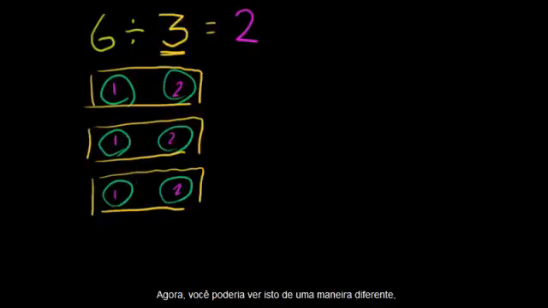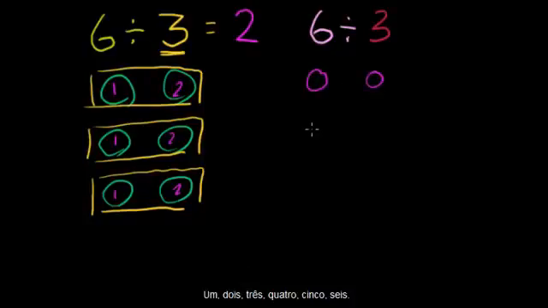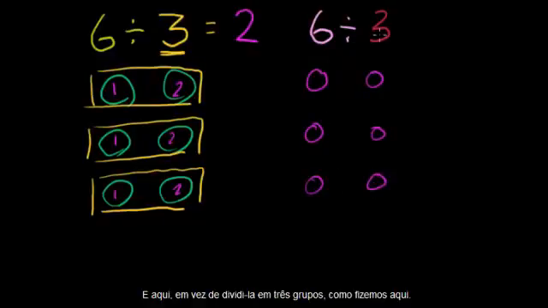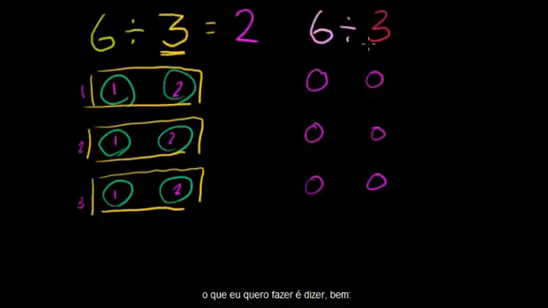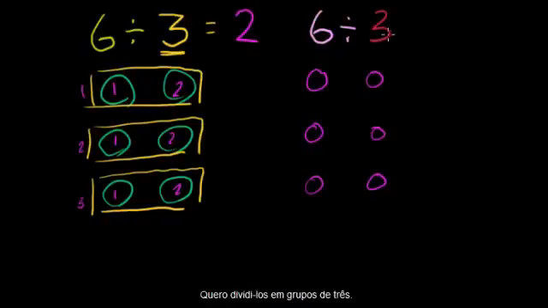Now, you could view that a slightly different way, although it's not completely different, but it's a good way to think about it. You could also think of it as 6 divided by 3. And once again, let's say I have raspberries now. Easier to draw. 1, 2, 3, 4, 5, 6. And here, instead of dividing it into 3 groups like we did here, right? This was 1 group, 2 groups, 3 groups. Instead of dividing into 3 groups, what I want to do is say, well, if I'm dividing 6 divided by 3, I want to divide it into groups of 3, not into 3 groups. I want to divide it into groups of 3.